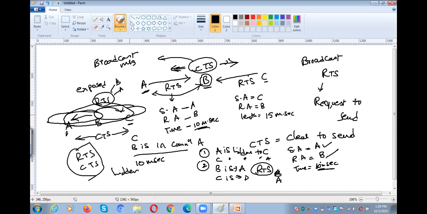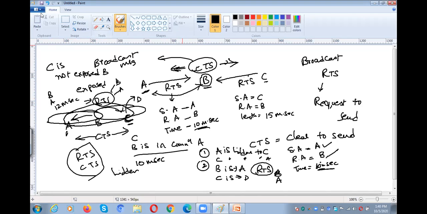So C might feel that B is now communicating with some other node, A, so I can communicate with D without any problem. So C is not exposed to B now. Why? Because in the request to send, B clearly mentioned that the sender is B and the receiver is A and the duration of communication is 12 milliseconds, for example. Like that, we can solve hidden and exposed problems.